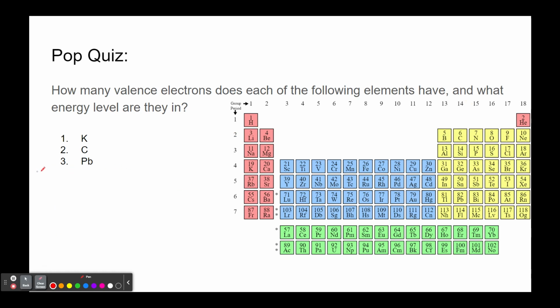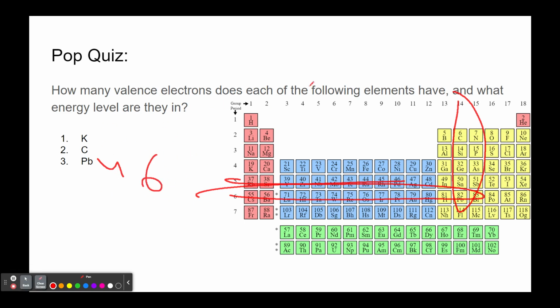And finally, you have lead. Lead is also located in group 4A, so it has 4 valence electrons, and it's in period 6, which means that those electrons are going to be found in energy level 6.